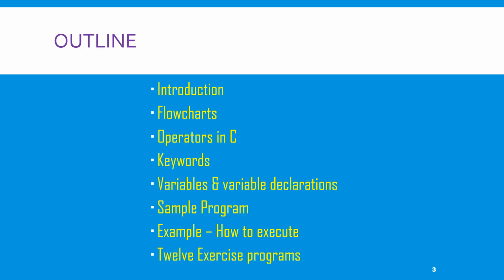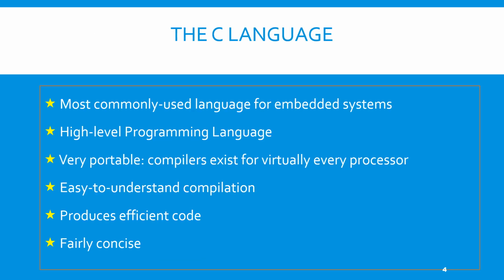The outline of this presentation will be like this. We'll start with the introduction part. We'll go into the flowcharts, discuss operators in C, then we'll see keywords, variables and variable declaration, a sample program, then we'll see an example on how to execute a C program in our computer. Then a few exercises we'll discuss as part of the first presentation. Over to our subject.